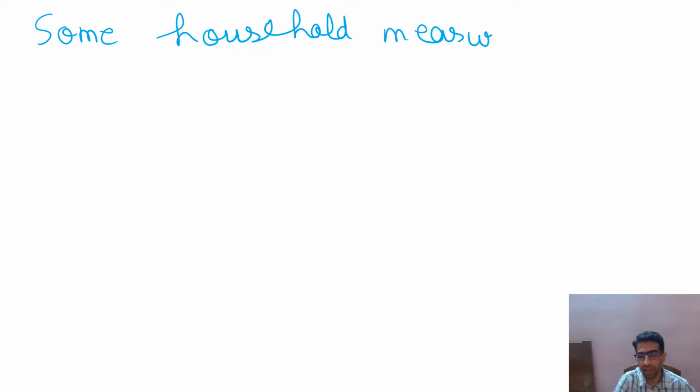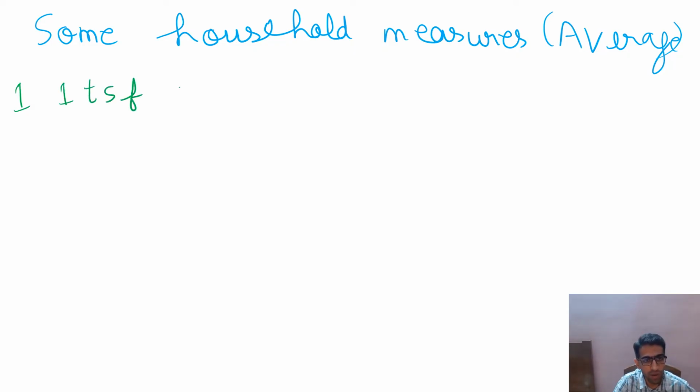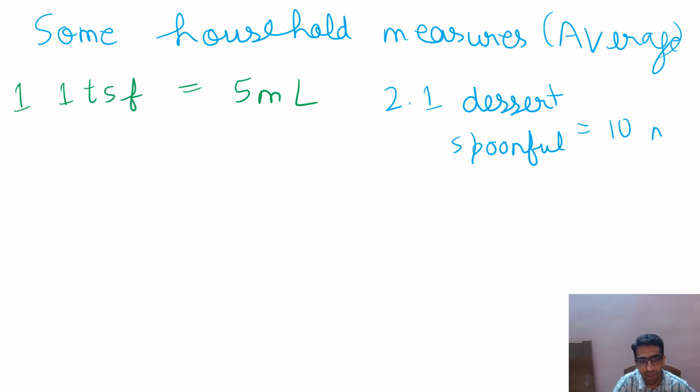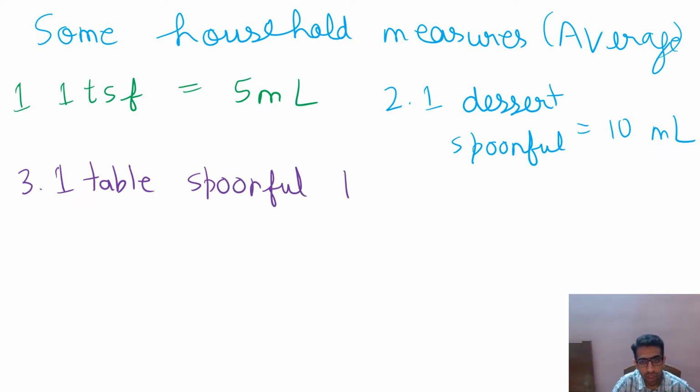Clear so far? Now talking about some household measures, like in every household we have this, be it India, US, UK, anywhere throughout the world, it's quite common. Some household measures, just taking the average because it's a very rough figure. You have heard this very commonly, 1 teaspoonful, 1 TSF is equal to 5 ml, like 1 teaspoonful for syrup for children, pediatric doses we use this. Then 1 dessert spoonful is basically nothing but 10 milliliters. Then one tablespoonful is 15 milliliters. Just thrice of this. Just multiply it by 3, you get this.